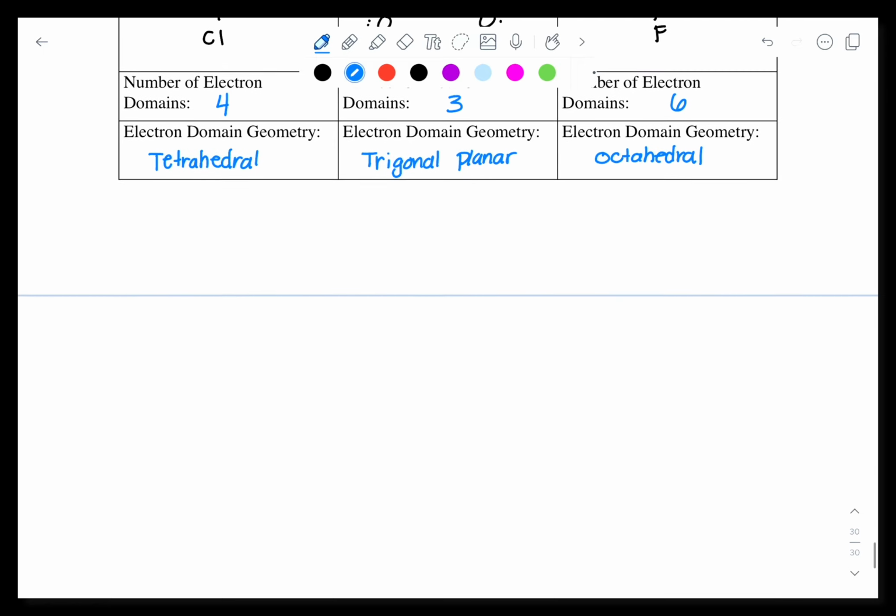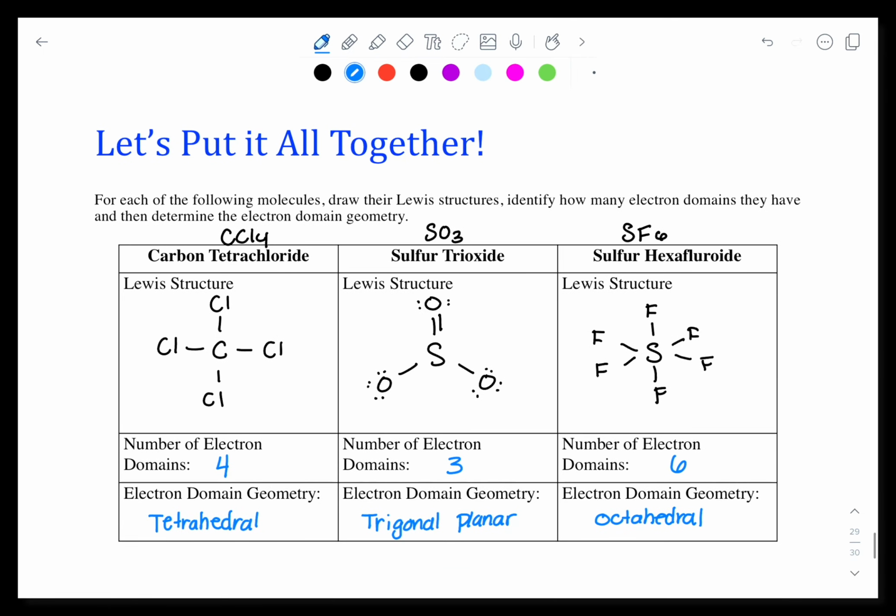Okay, so that's it for our lesson today on molecular structure. So before you move on to your next lesson, please make sure that you do your ALEKS homework and make sure you are mastering determining these structures and these geometries so that when we use it in our future lessons, you are prepared.